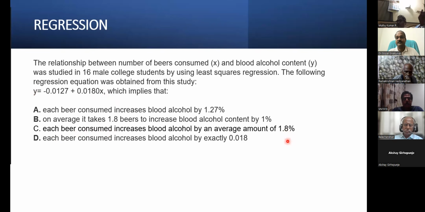Sir, what value did you say, something like y equals 0.30? Some percentage, 1.8. It is here, 0.0180. Oh, okay. That is the regression coefficient, the coefficient of the x factor.